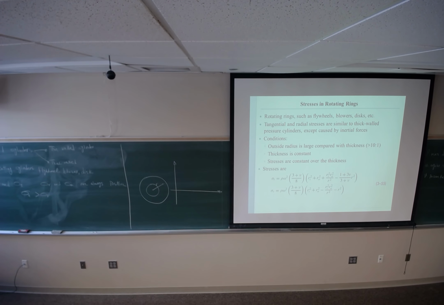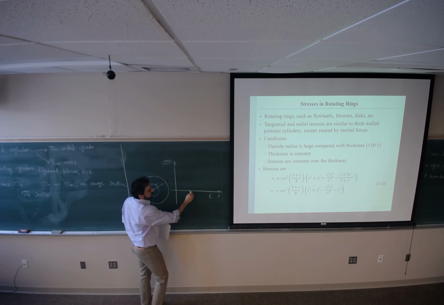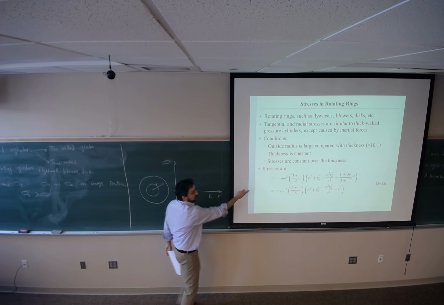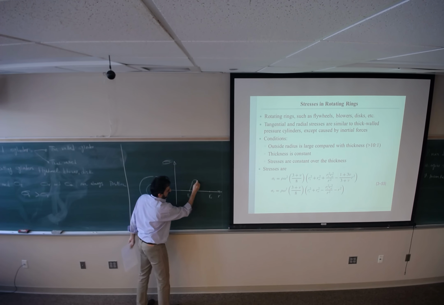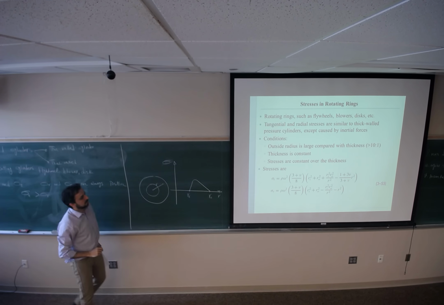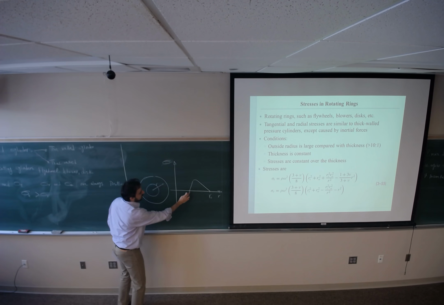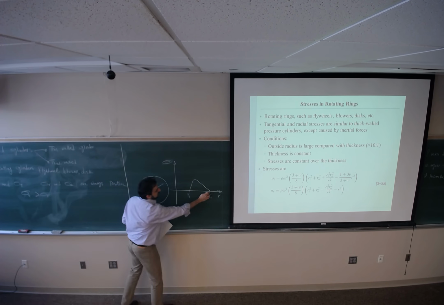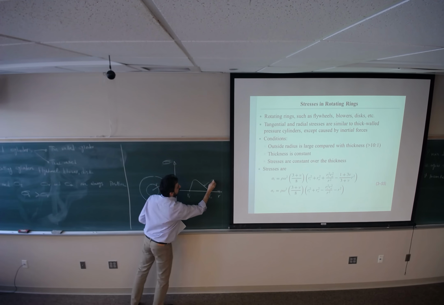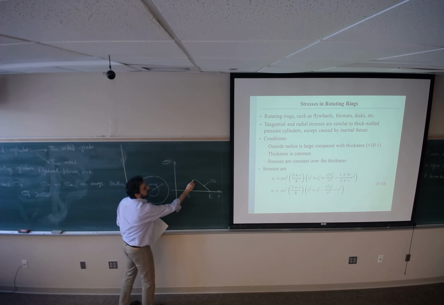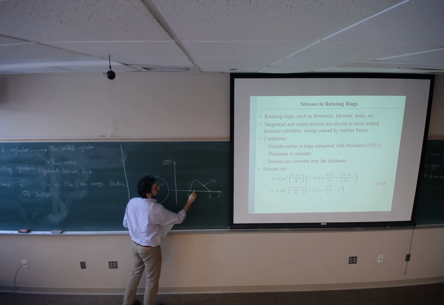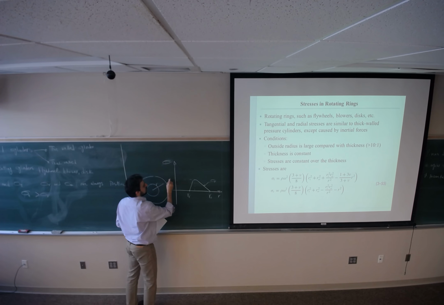So if I want to plot the normal stress versus r, r goes from inner radius up to outer radius. How is it going to change? For the radial stress, if I plot this, I'm going to get something like this. At inner radius and outer radius, sigma r is going to be 0. At this point, it's going to be at the maximum value, sigma r max.